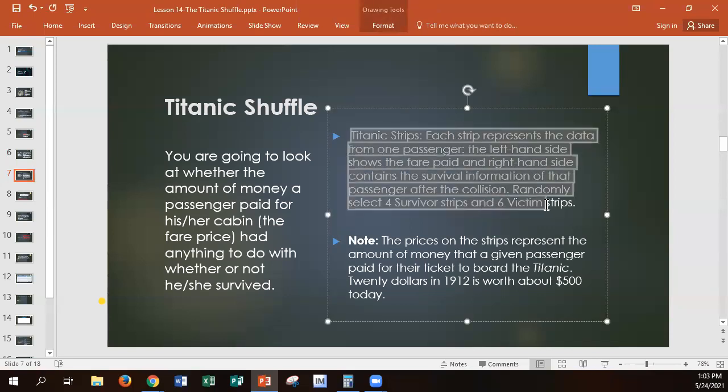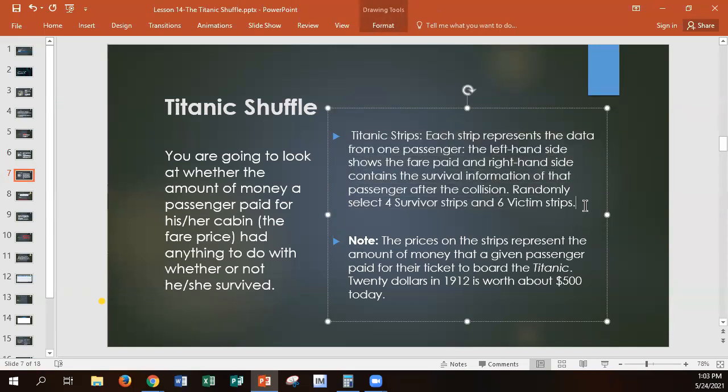If we were in class, I'd be giving you little strips of Titanic survivors and victims. We're not doing that, obviously, because we're not in class.